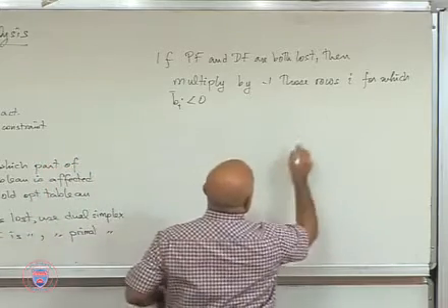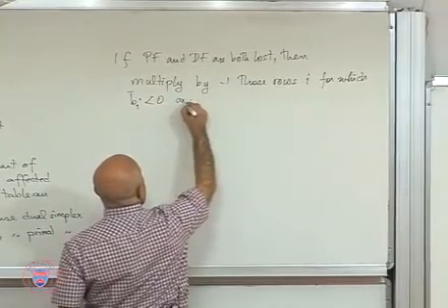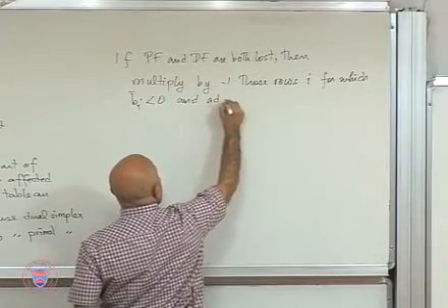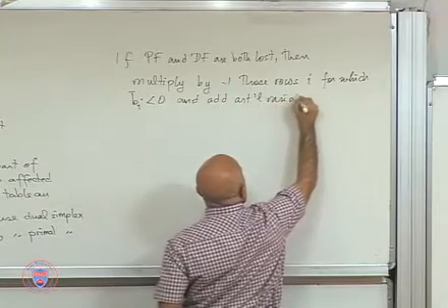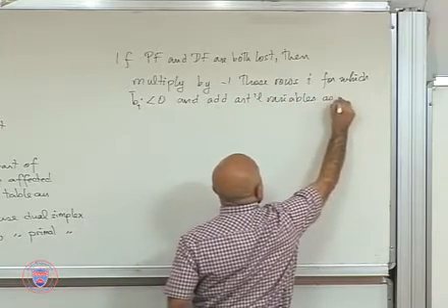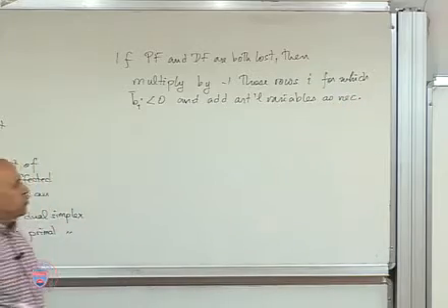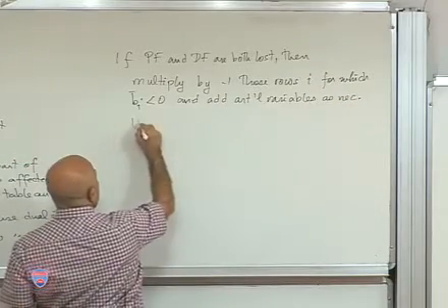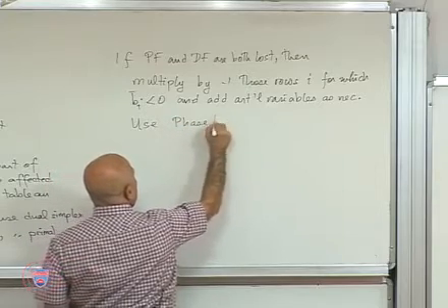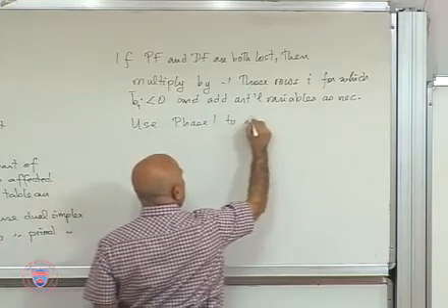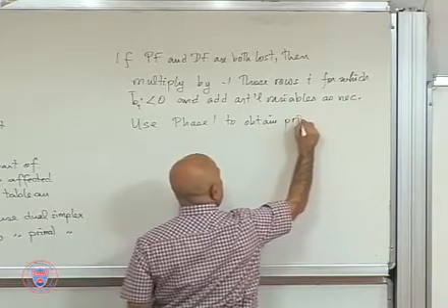So multiply by -1 those rows i for which b_i is less than 0, and add artificial variables as necessary to those rows, and then use your phase 1 problem to obtain primal feasibility.